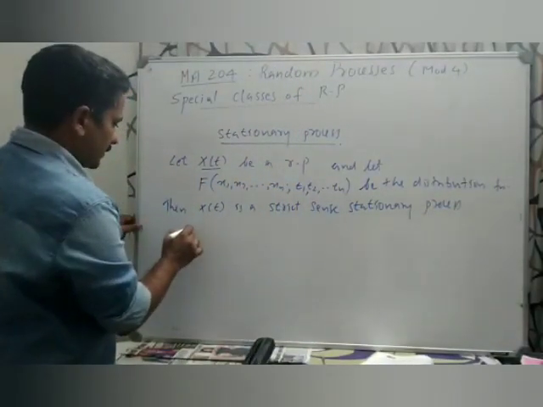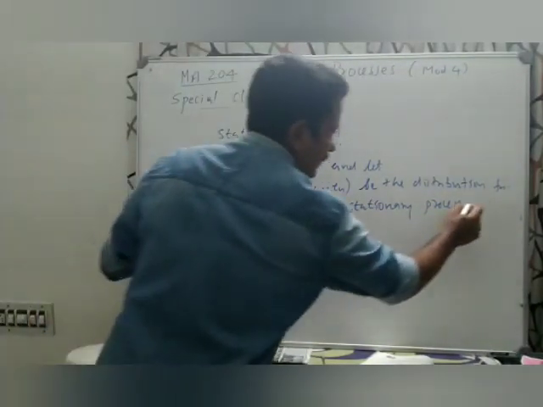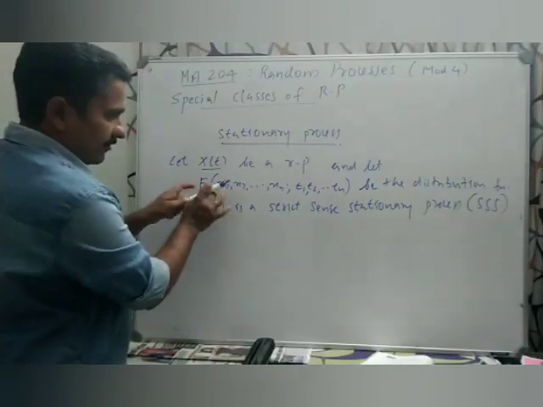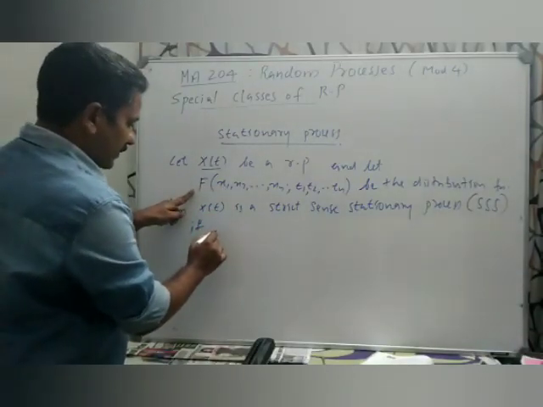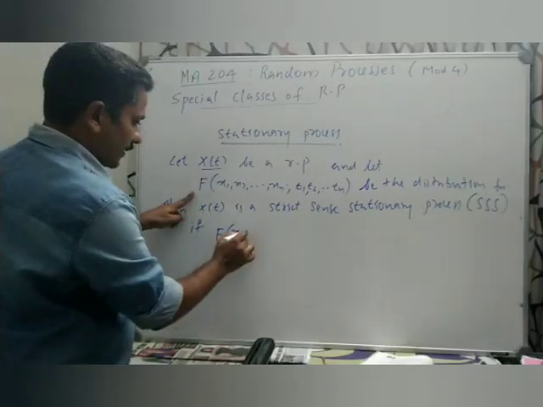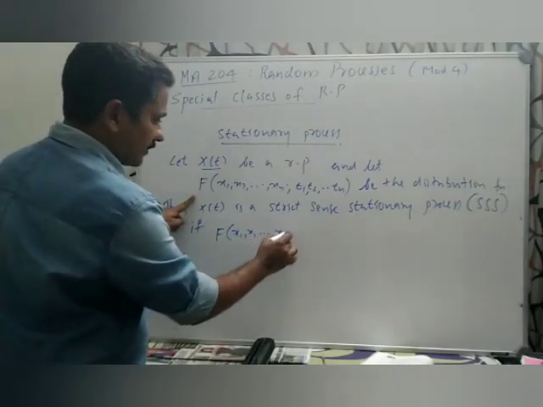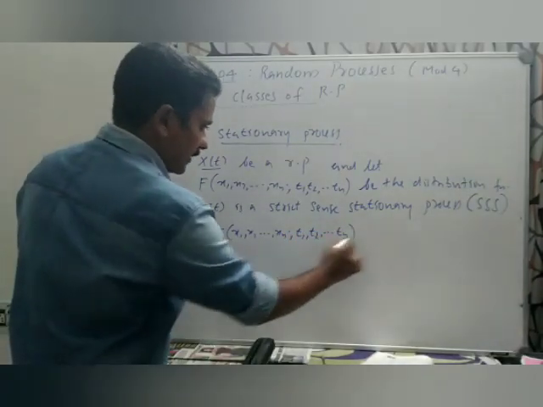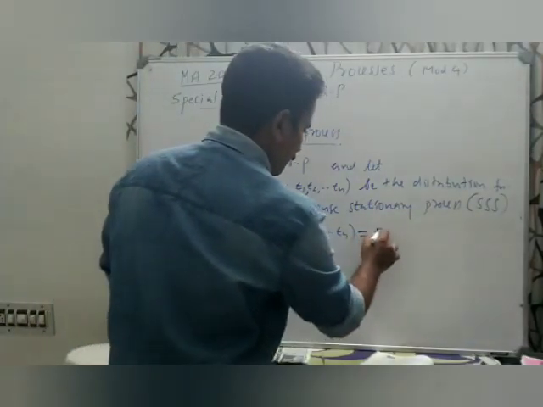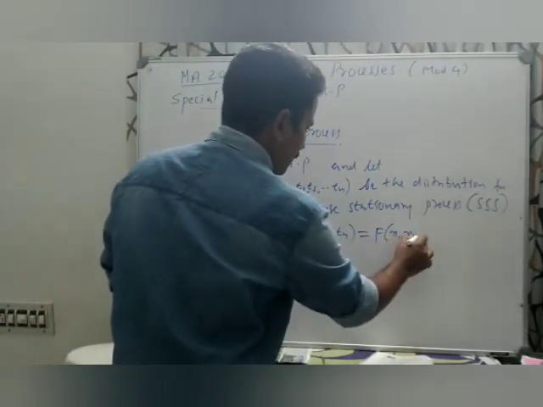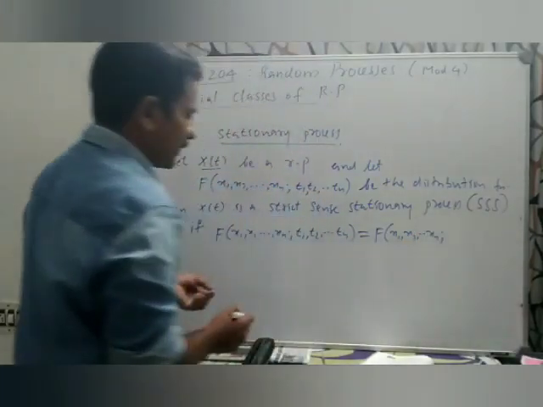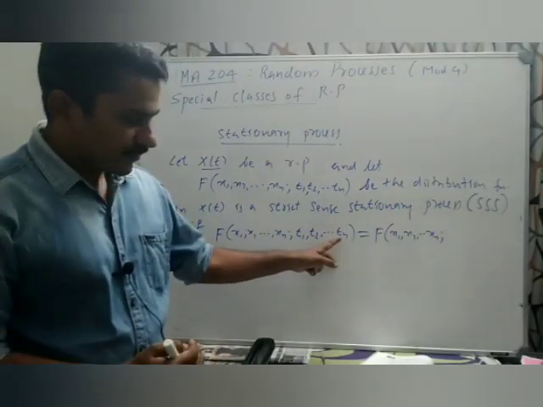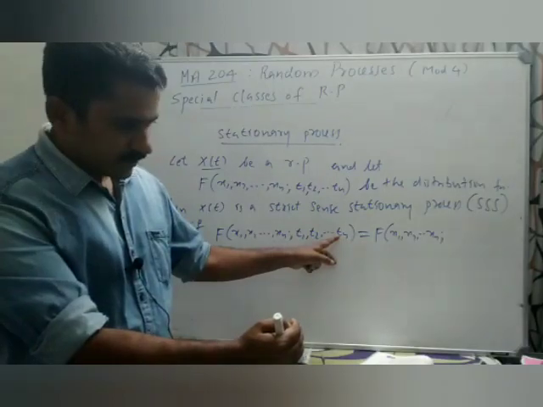Strict sense stationary process. In short, we write this as SSS, strict sense stationary process. If this distribution function satisfies this condition, f of x1, x2, etc. xn, at t1, t2, etc. tn will be the same as f of x1, x2, etc. xn, when each of these time epochs, t1, t2, etc. tn, are shifted by a particular tau units.